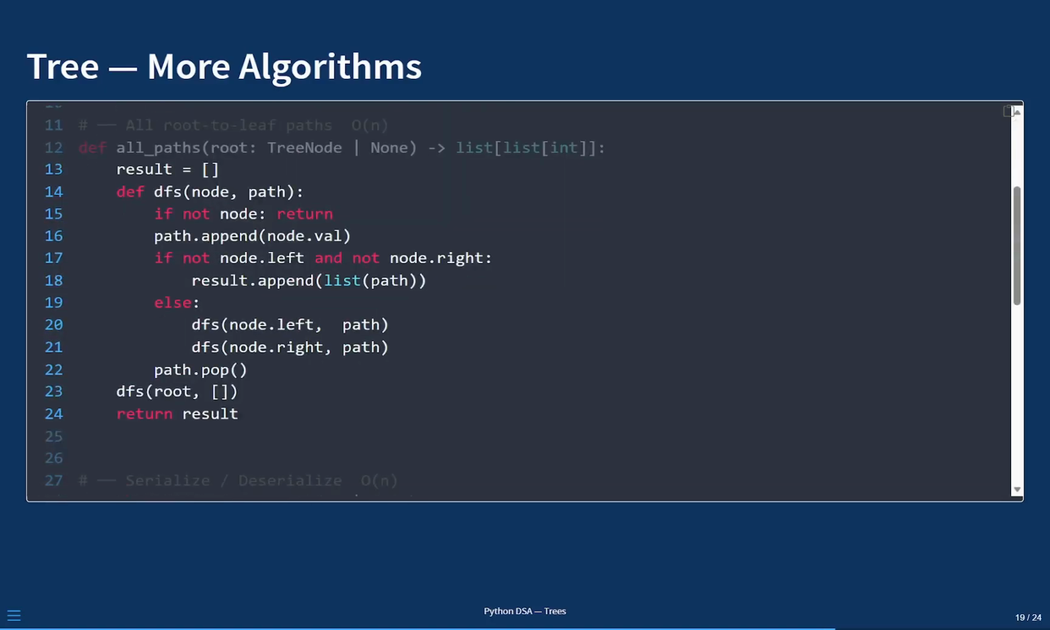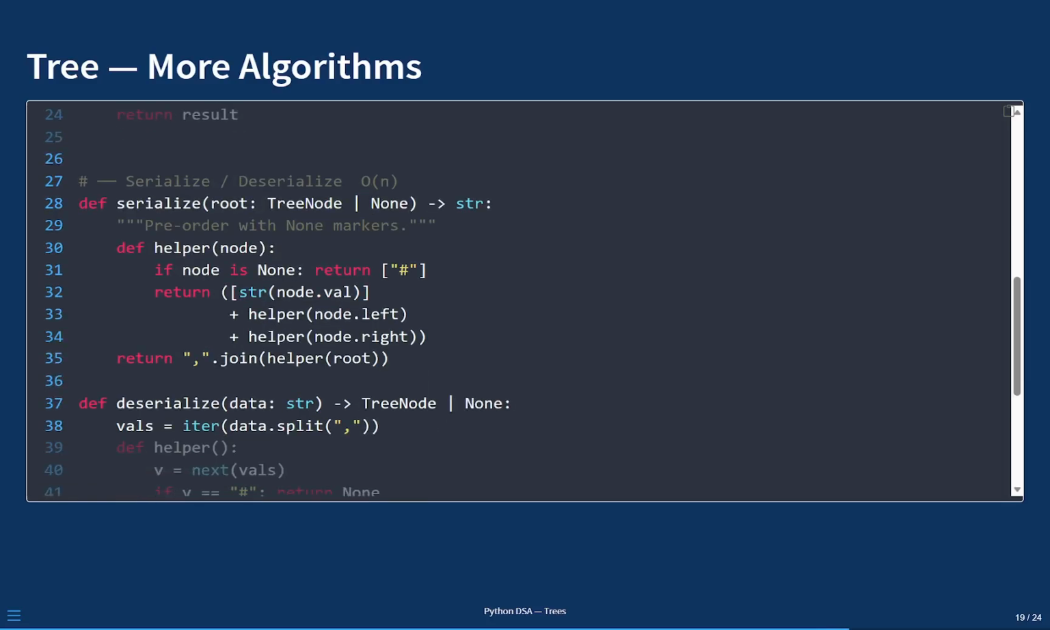All root-to-leaf paths. DFS with backtracking. Append the current node on entry. If it's a leaf, record a snapshot of the path. Otherwise, recurse to children. On return, pop the current node. This is the backtrack. The list(path) snapshot is critical. You must copy the path at the leaf, not store a reference to the mutable list.